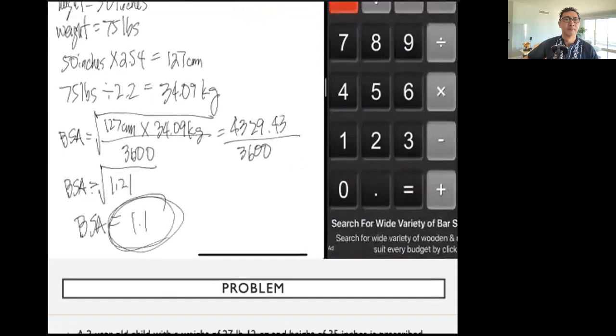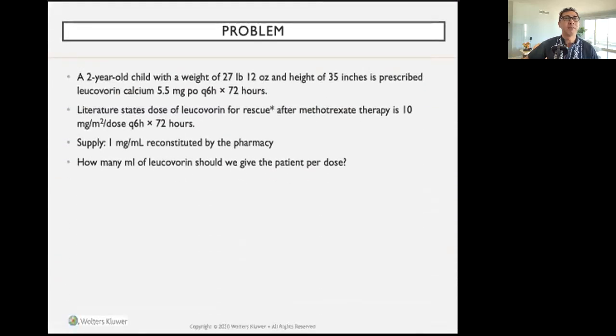Next. I have this problem right here. A 2-year-old child, now it's going to get a little complicated, but not really. A 2-year-old child with a weight of 27 pounds and 12 ounces and a height of 35 inches is prescribed this medication: 5.5 milligrams PO by mouth every 6 hours for the next 72 hours.